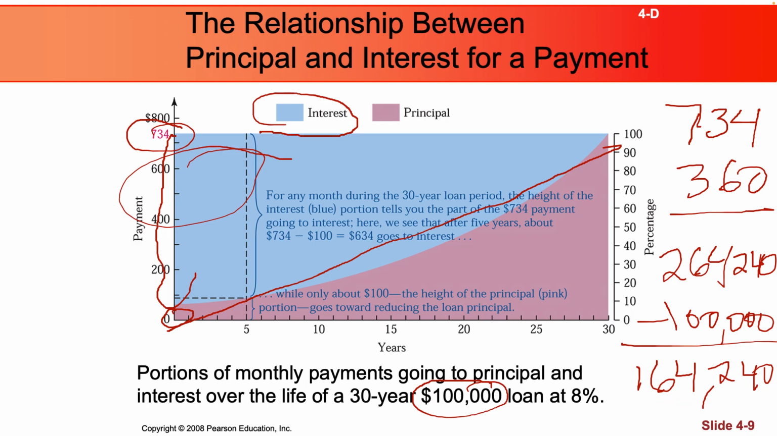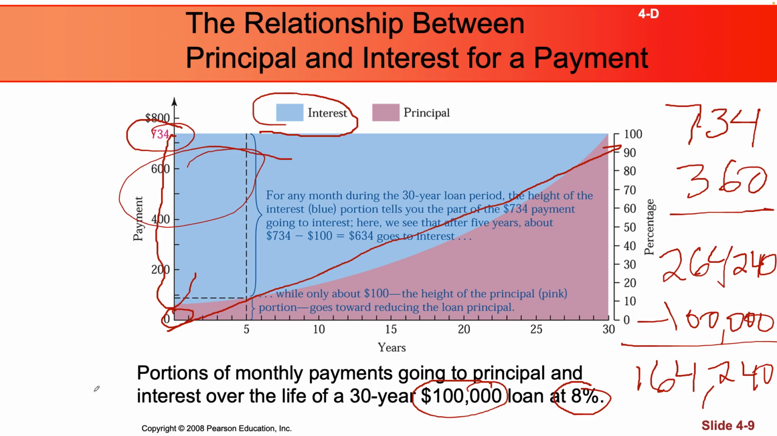Now notice this was at 8%, which is pretty close to where interest rates are now. It's a little over 7%. If the interest rate were lower, then you would pay less. The amount of interest charged would be less. So that's the effect of interest rates.